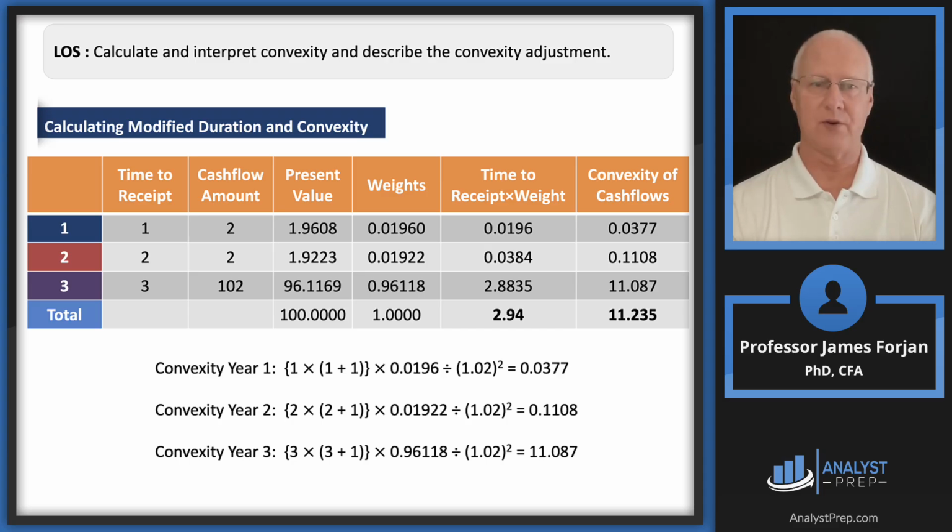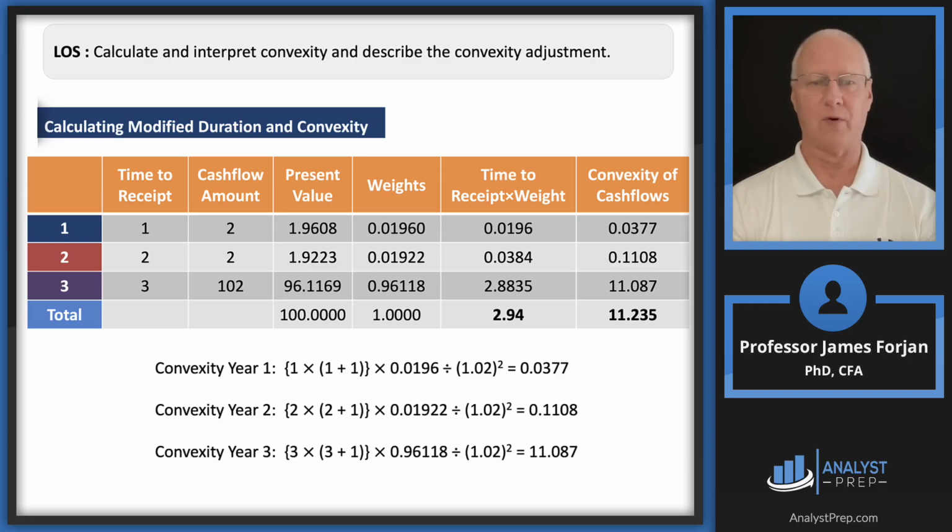So I want you to look at the table. Let's compute that duration. And you guys should be familiar with this from before. Notice that the duration is 2.94. How did we get that? Well, all we did was we multiplied the time to receipt column by the weight column, right? So 0.196, that's just 1 times 0.196, right? That makes perfect sense.